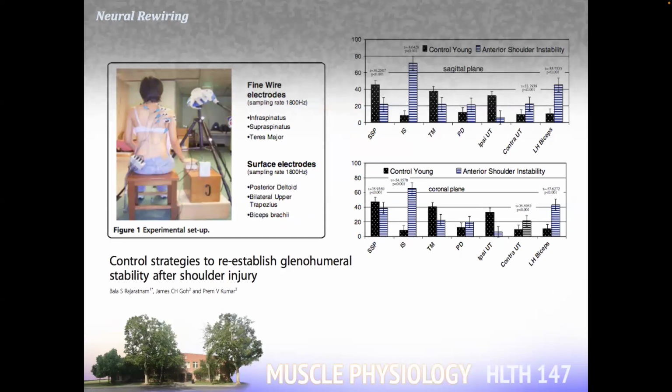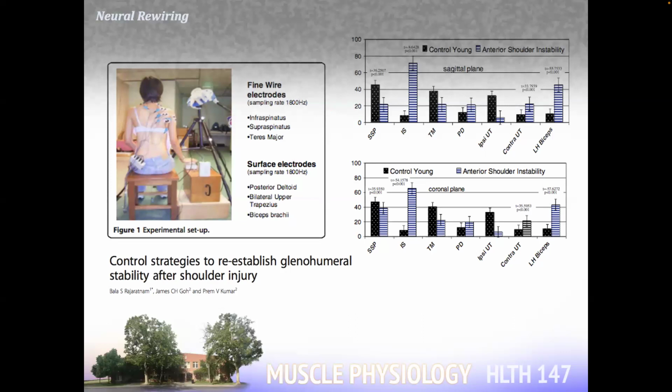There were 19 instability patients and 25 age-matched controls in this study. And you can see the picture. The subject's hand is on a switch, and she just raises her arm to touch a different switch. So do that in the sagittal plane and do it in the frontal plane. And they collect EMG data on a bunch of different muscles. So in the top graph, that's the sagittal plane, looking at the supraspinatus, infraspinatus, teres major, posterior deltoid, upper trapezius, and the biceps.